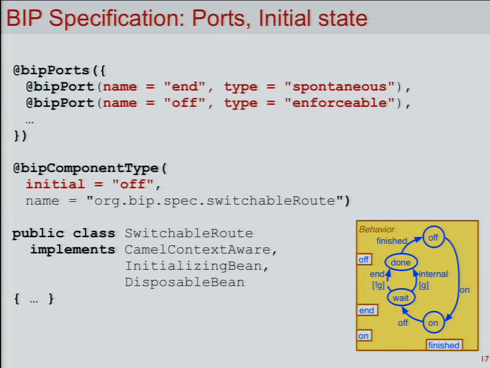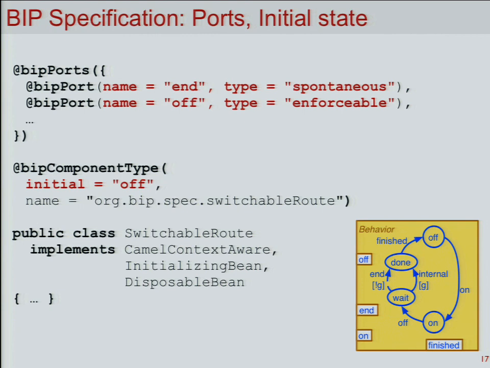So here is our class, switchable route. We want to have the ability to control Camel routes, to switch them on and off. And this is a specification, a Java class, which is a specification.